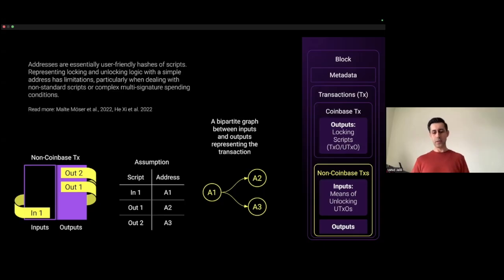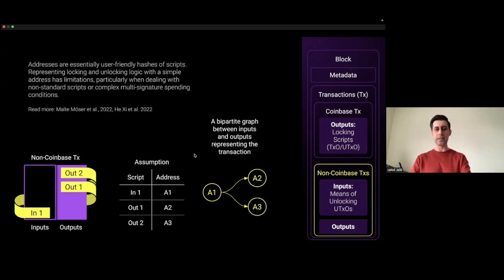I mentioned address, just a big parenthesis here. Using addresses to represent scripts is a simplification, and probably sometimes an oversimplification. You cannot determine an address for all the locking scripts. We have non-standard locking scripts that you cannot derive an address for, or we have some scripts that have multiple scripts inside them, so they need multiple signatures. In that case, you cannot derive a single address that represents that. So that is a limitation of this representation, that we skip some of the transactions.